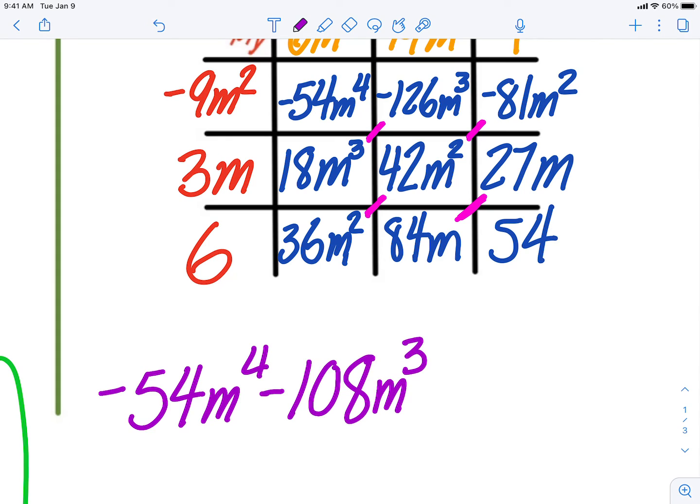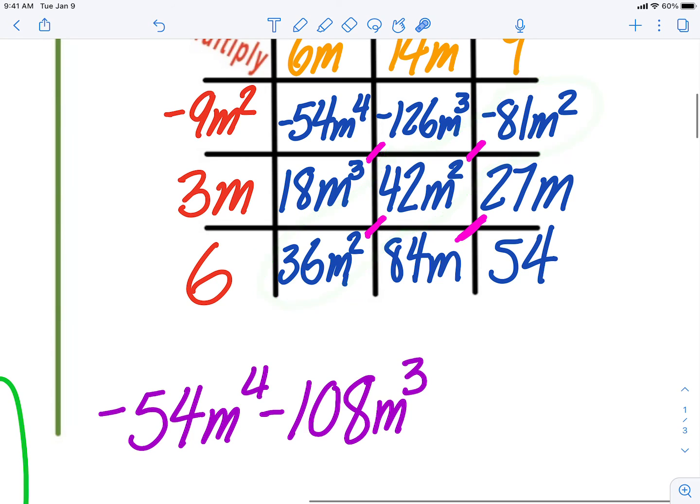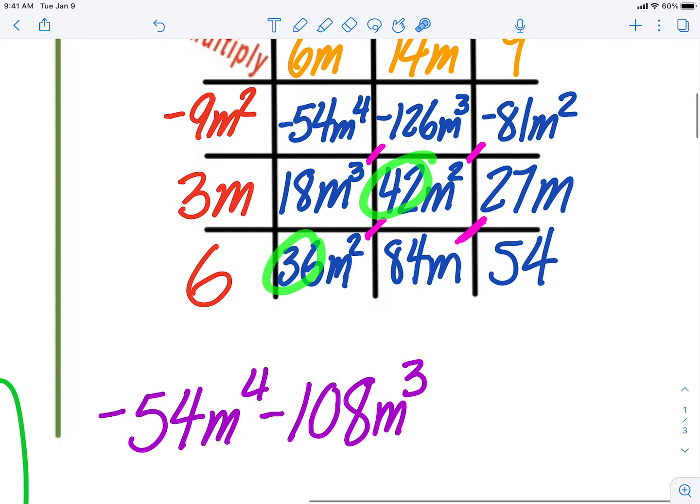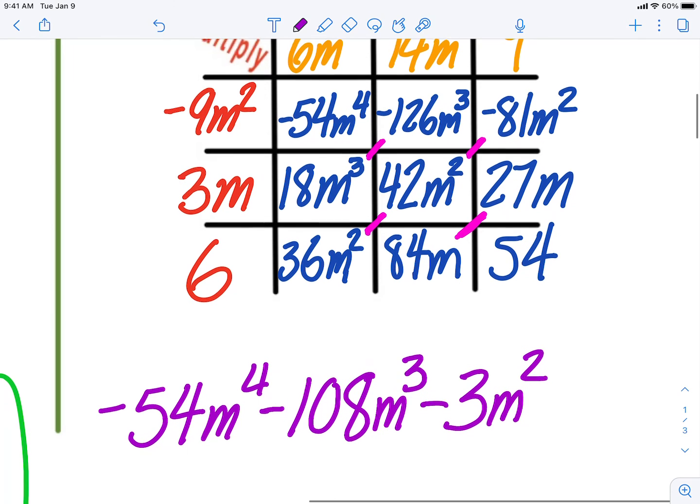Right? Now let us do this special one right here that has 3 like terms. Right there. So use your calculator. 36 and 42 gives me positive 78. And the negative 81 are different signs, so 81 minus 78 is 3. And 81 is bigger and it's a negative, so we get negative 3 m to the power of 2.